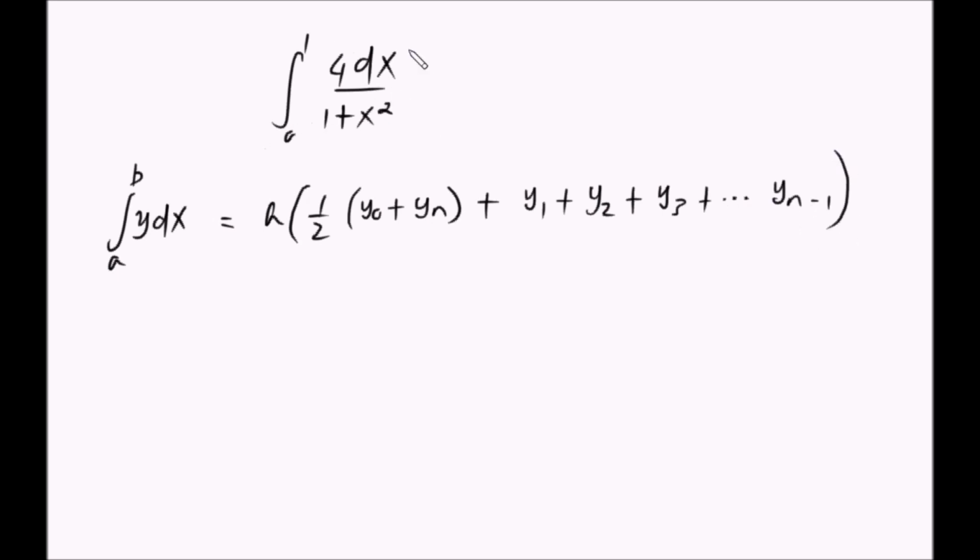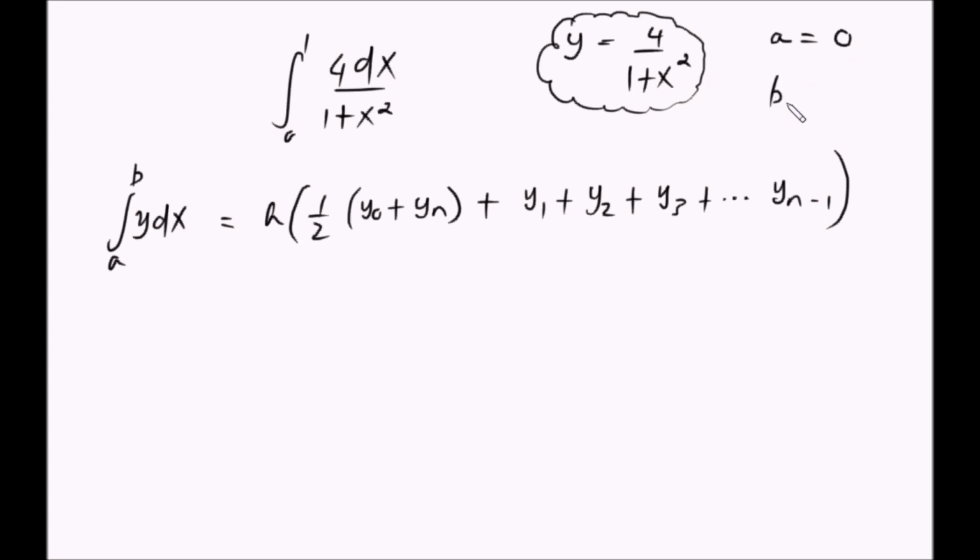So from this integrand tuliyopewa, you can easily see our y ndo hiyo 4 over 1 plus x squared. This one is our y. And then our a, tunaona ni 0. Our b ni moja, our b is 1. Problem, hatuna h na hatuna n. So ili kupata h na n, we need to go back to the question.